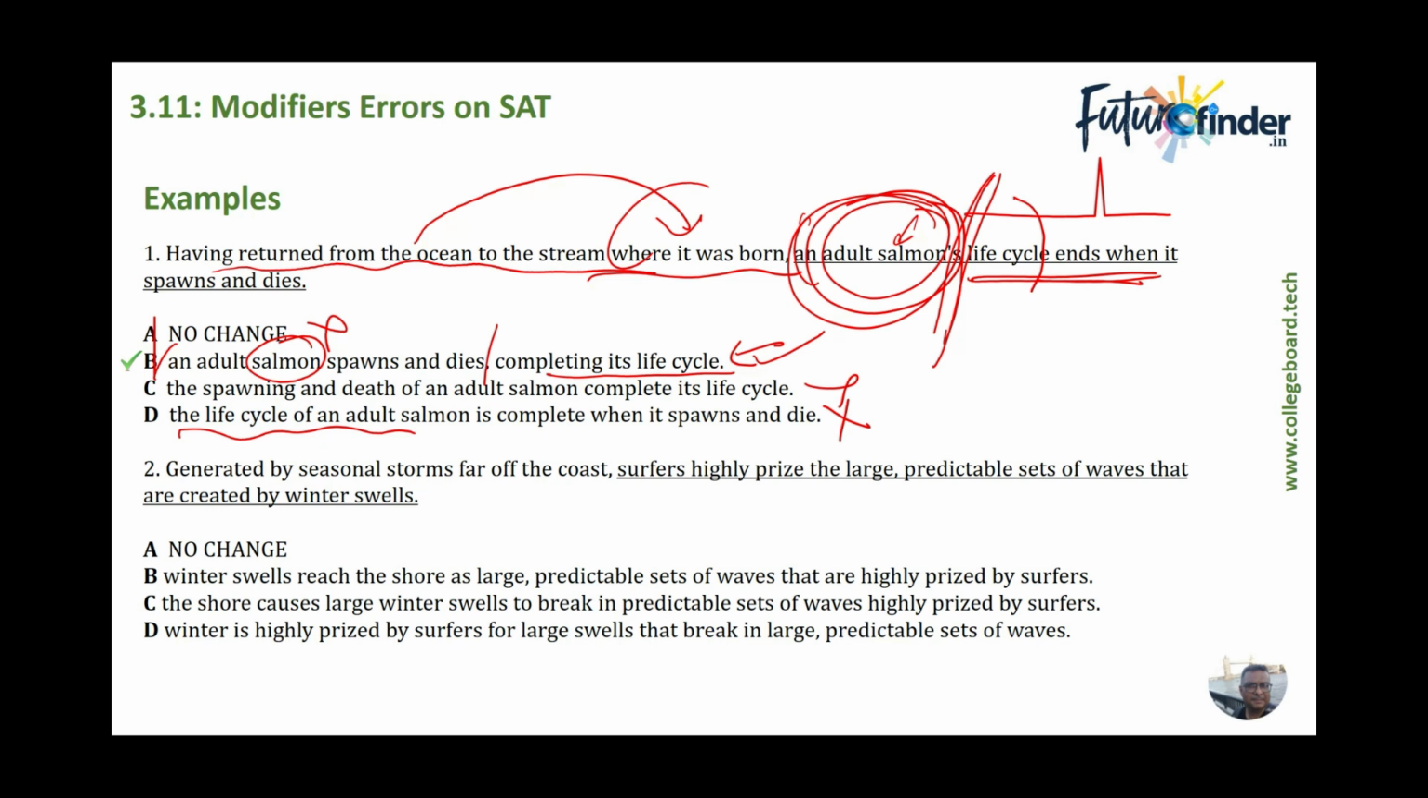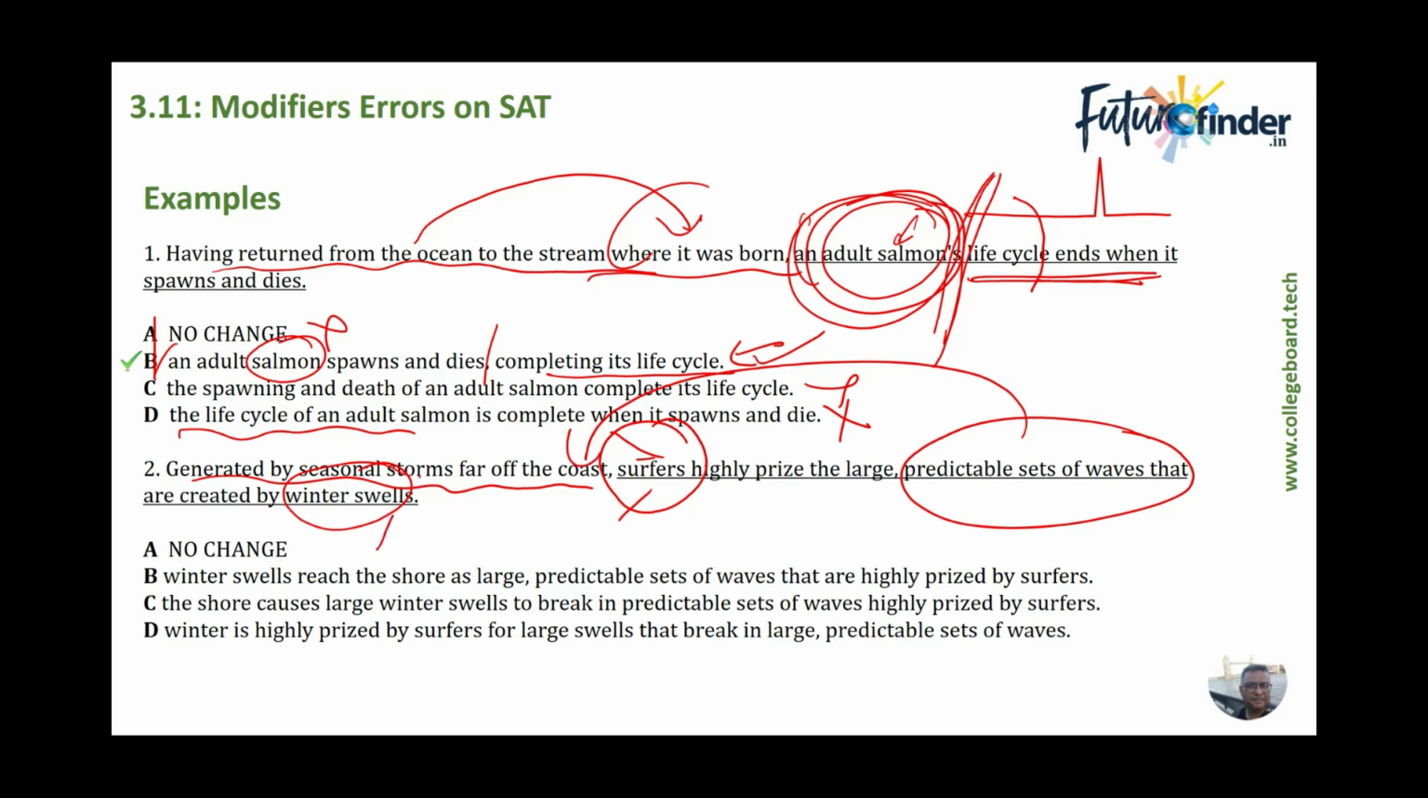Generated by seasonal storms far off the coast, surfers highly prize a large predictable set of waves that are created by winter swells. So generated by seasonal storms far off the coast. What? Are the surfers being generated? Definitely not. What is being generated? The winter swells, which is nothing but a predictable set of waves. So either you call it the winter swells or a predictable set of waves, which is nothing but the winter swell.